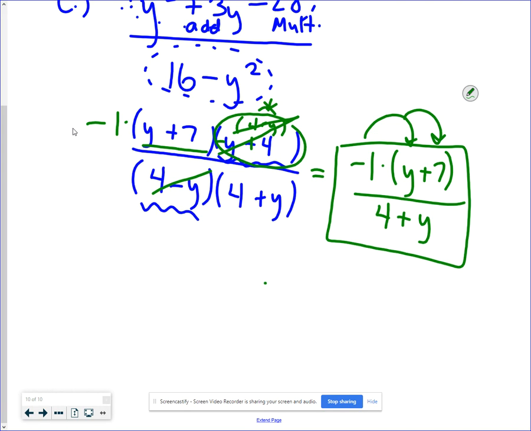So just to save your time, leave your answers in factored form. Don't multiply the negative 1. Don't distribute the negative 1 throughout. All right, so let's try another one. We'll call this one B.